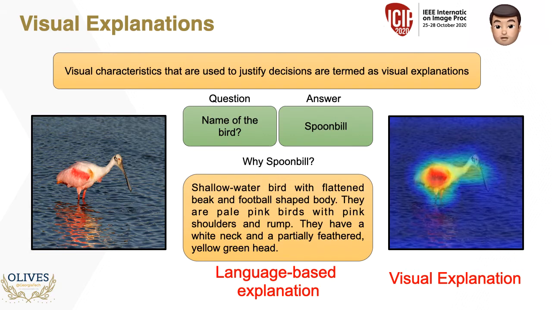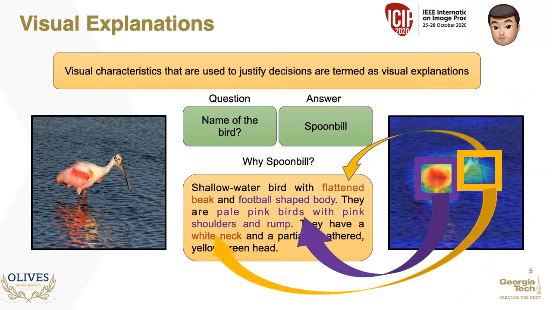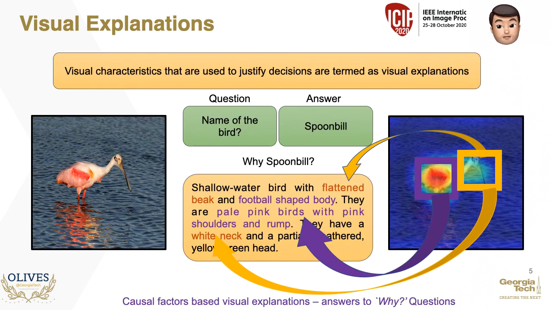Consider the similarity between our language-based why spoonbill and visual-based why spoonbill. The highlighted regions are in fact the same features highlighted by the arguments. The flattened beak, the pink and football-shaped body are all part of the explanation. We can see that these explanations, either language-based or vision-based, both try to answer the why questions. In other words, they try to provide causal factors that explain the decisions. Whether they succeed in these causal representations is another issue and not something we will tackle in this video.